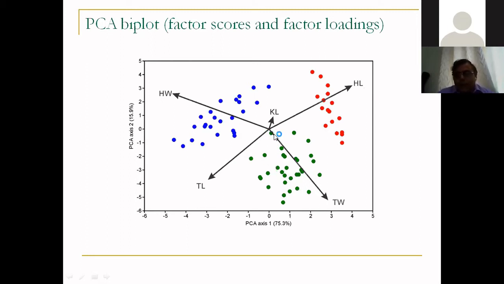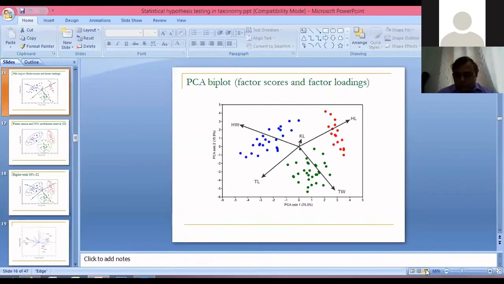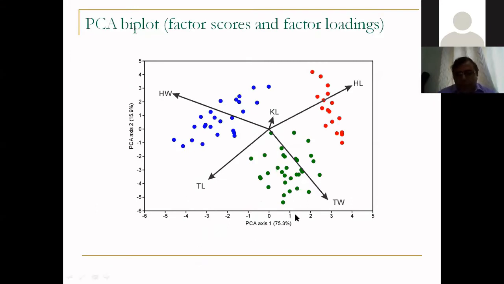TW is going in this direction. That means the green organisms have more TW character. TW character is increasing in this direction. HW character is increasing in that direction. You'll see that KL is a very small vector, so this variable is not important. So we can actually remove this variable, and it is not telling you much about the data. It is not varying that much in these organisms.